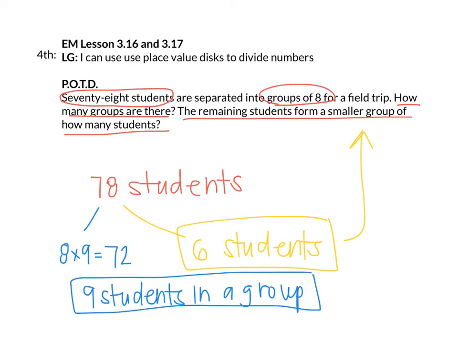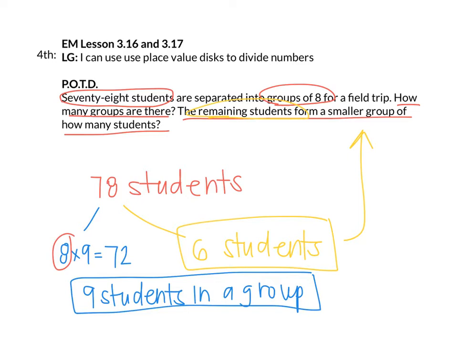Okay, because I know that 78 is not divisible by 8, I know that there's going to be a smaller group. Also, it tells me that there's going to be remaining students, which also tells me that there's going to be a remainder. Now, because I know they need to be in groups of 8, I thought, with my math facts, what's the closest multiple of 8 that's close to 78? And I thought, well, 80 is really close, but 80 is bigger than 78, so I'm not going to be able to make 8 groups of 10. So I thought 1 less than 10 is 9, so 8 groups of 9 is 72 students.